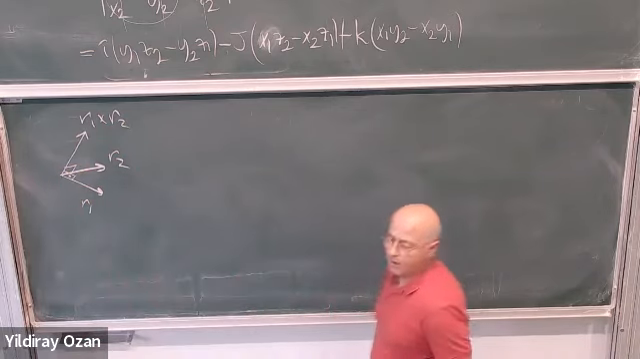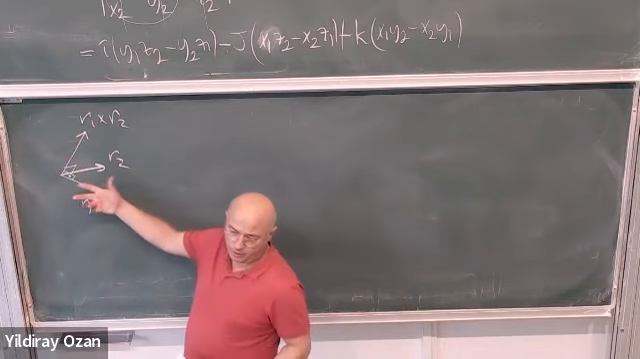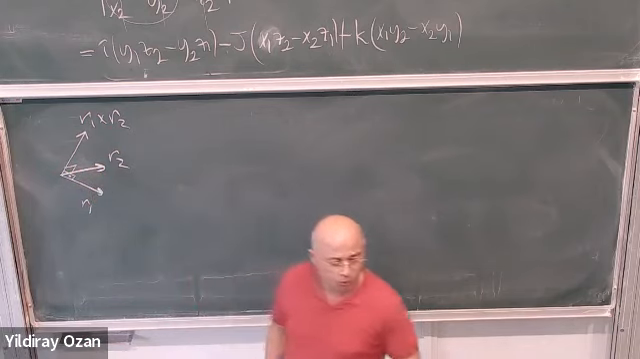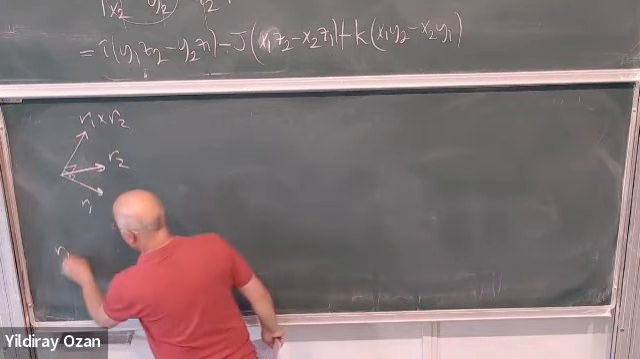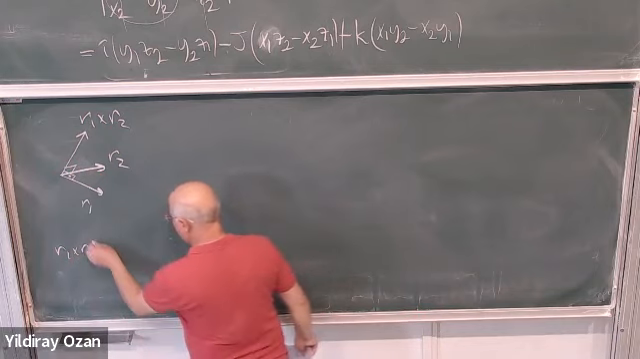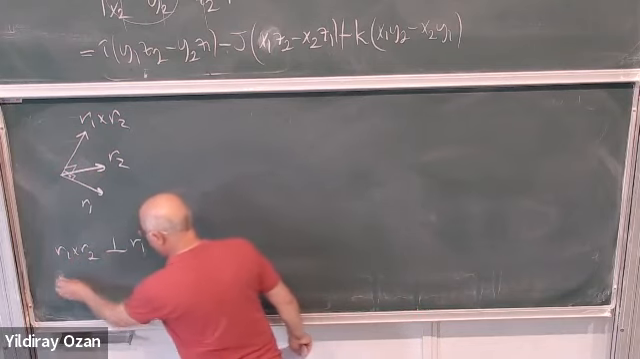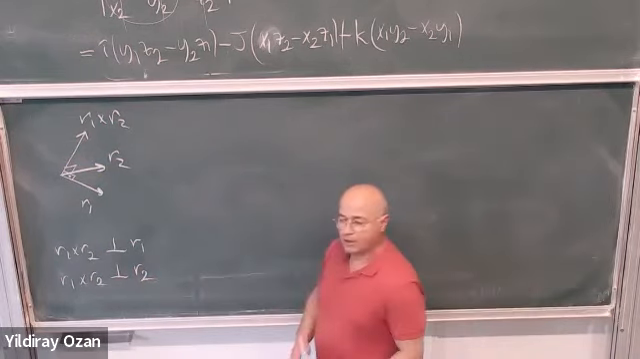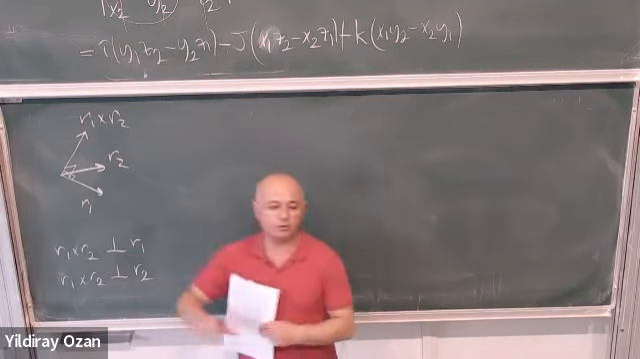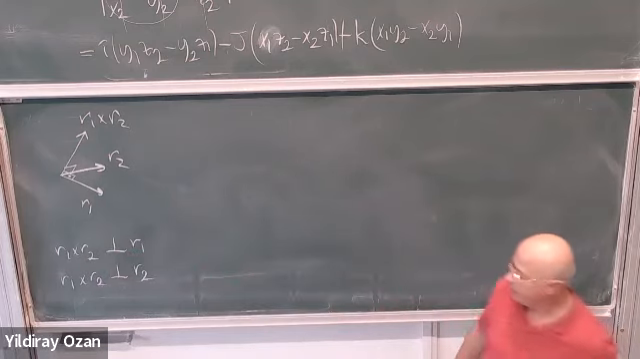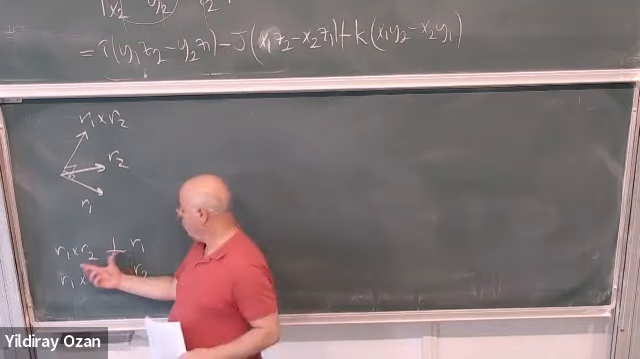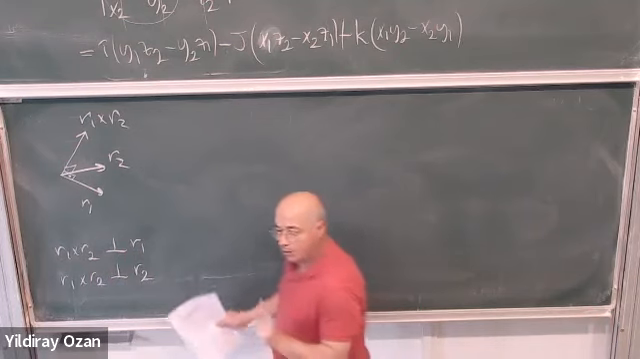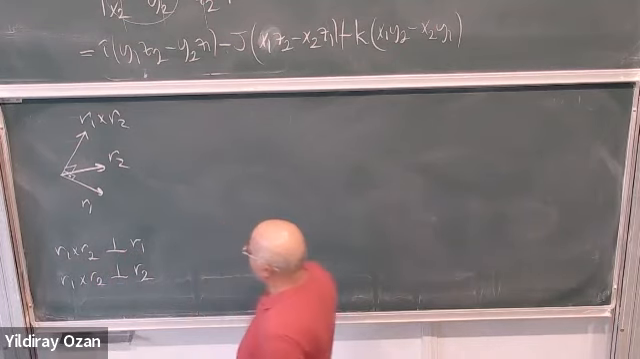Both of them. R1 and R2 don't have to be perpendicular to each other, but this cross product is perpendicular to both of them. And we may write it this way. So R1 cross R2 is perpendicular to R1, and R1 cross R2 is perpendicular to R2. This notation, we use it to say that these two vectors are perpendicular to each other.